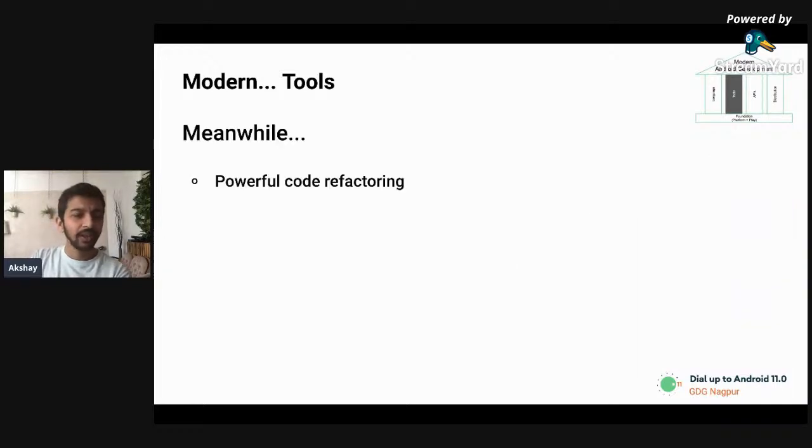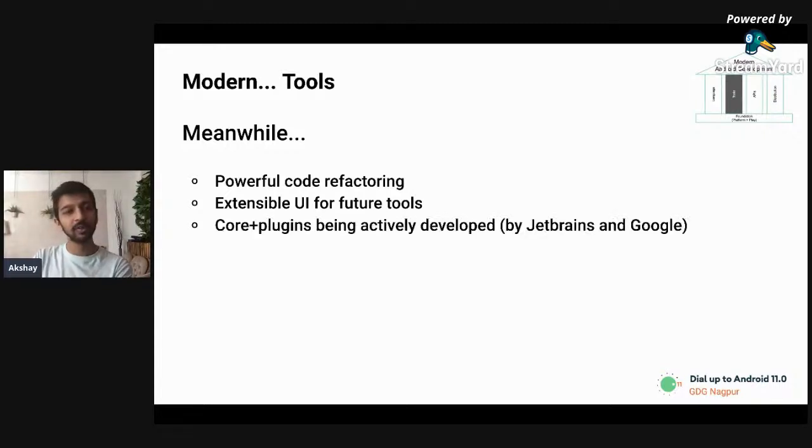But meanwhile, apart from that, Android Studio is based upon IntelliJ, so it provides powerful code refactoring, and it just gives such a nice UI. Rather than a command line, it gives you a nice UI for all the future tools which they want to give us. And like I said, it was built on top of IntelliJ, so JetBrains is also actively adding new stuff to the IDE itself, and Google is adding more stuff on top of it, which is specific to Android, and this is super nice. And also it has a tight integration with Kotlin and Gradle.